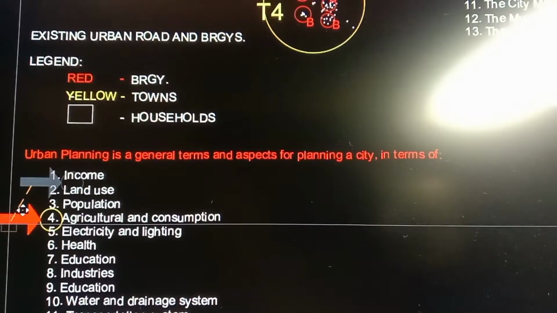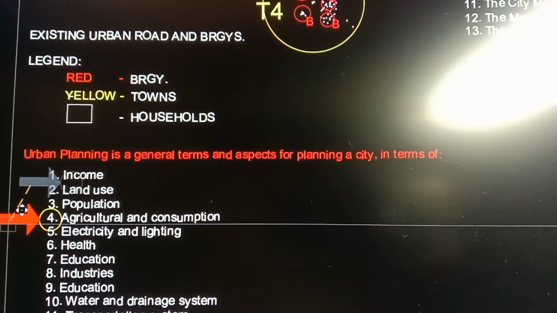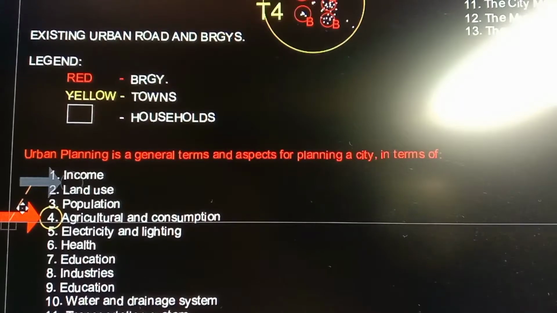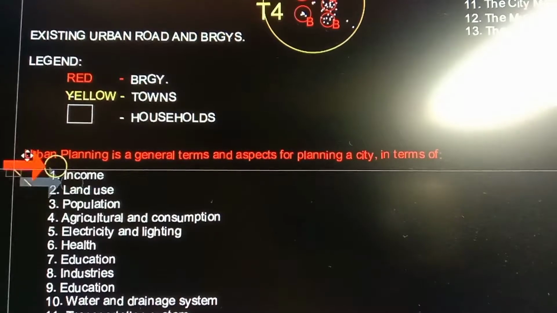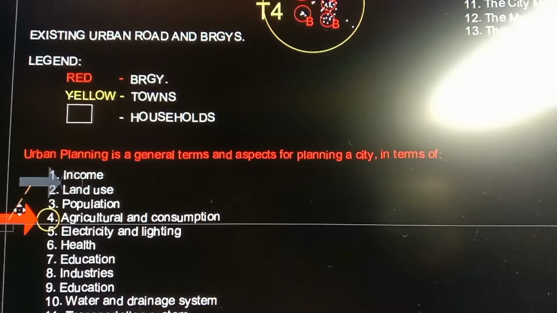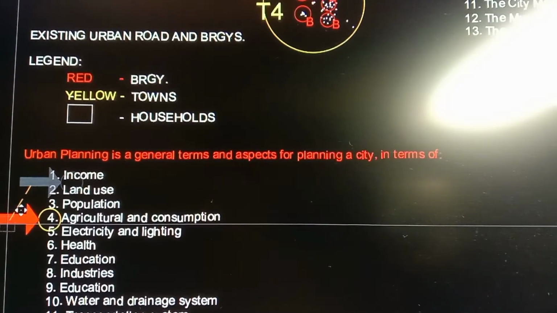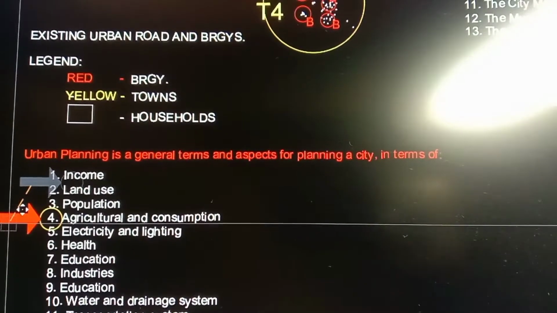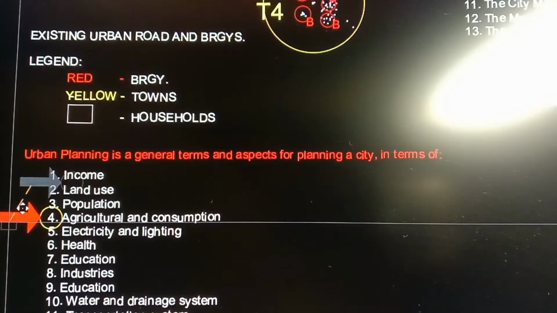Okay, in the city, there must be agriculture and consumption, for example. For example, the inhabitants there, maybe one of their sources of income is by means of agriculture or fishing. Okay, that is one of their incomes. So it needs agricultural consumption and even fishing.